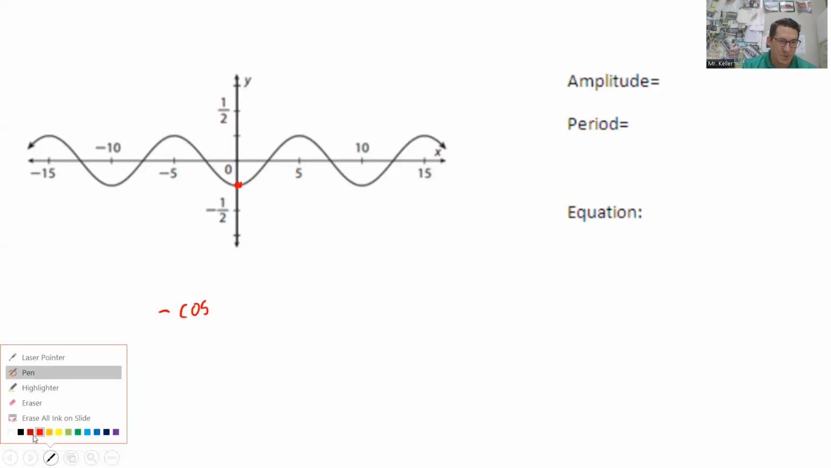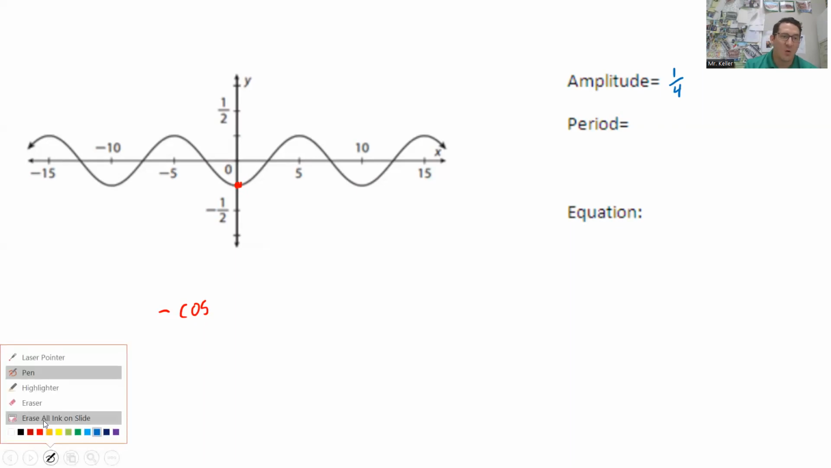The amplitude. So if we're looking at where it goes down to, it starts at the bottom. That is 1/4. So it oscillates between positive 1/4 and negative 1/4. So the amplitude, and some color for you, the amplitude is 1/4, 0.25, whatever you prefer.